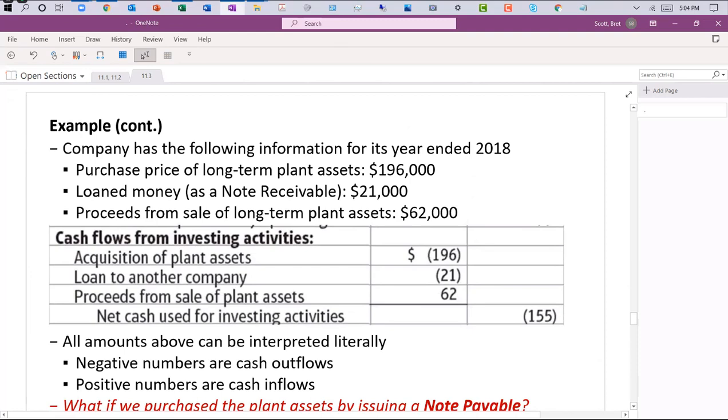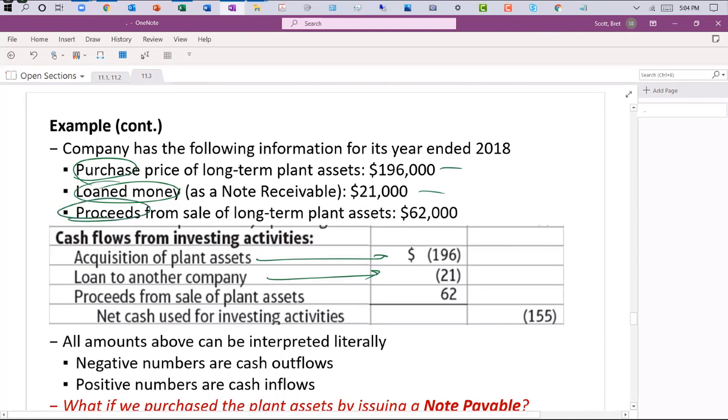The simpler portions of the statement of cash flows, not simple, but simpler, are the investing activities and financing activities. Generally speaking, the information is going to be given to you in a very intuitive way. So if we say we purchased something or we loaned out money, that's going to mean a negative number, a cash outflow. So we can quite literally show those as negatives. Those are interpreted as cash outflows.